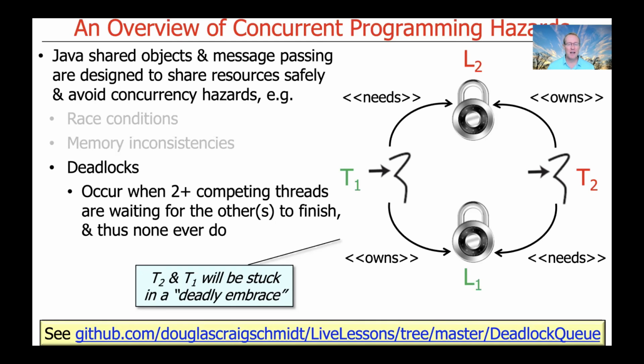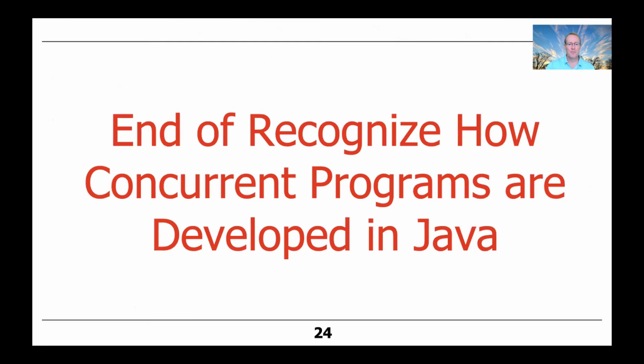And neither one can make any progress because they both own a resource the other one wants, and they refuse to give it up. If you take a look at the link at the bottom of the page, there's an example on my website that shows how this can happen very easily with Java concurrency.